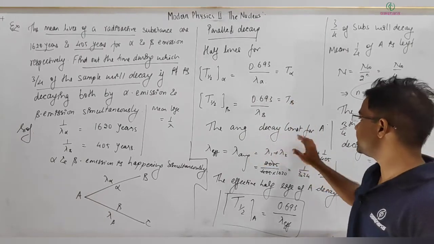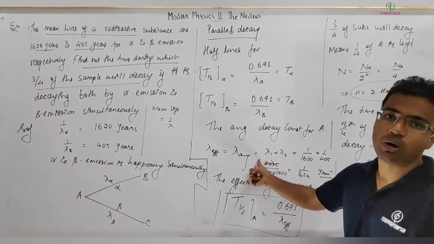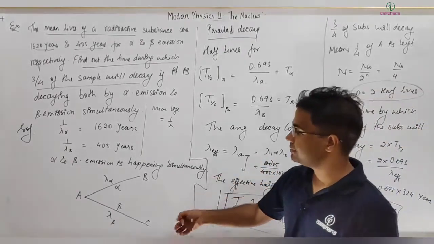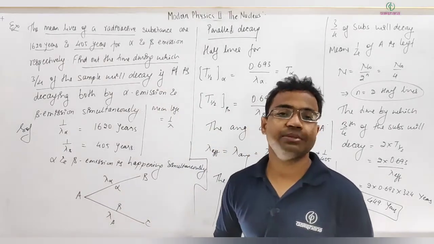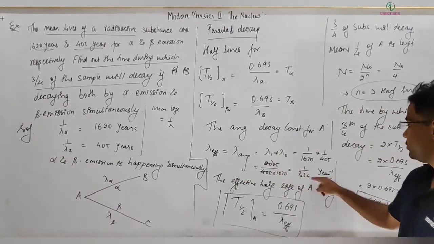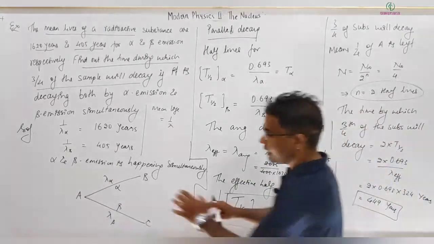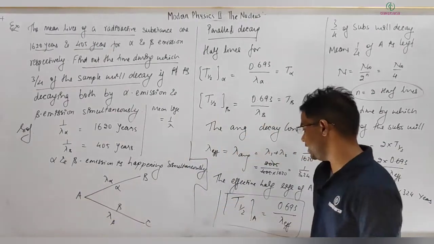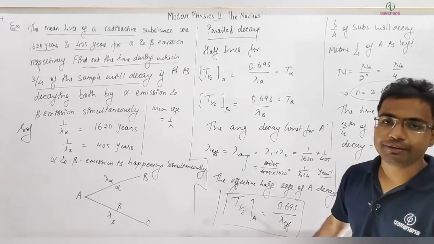And the average decay constant or effective decay constant can be expressed this way. This we know already in parallel decay. The effective or average decay constant for substance A is given by lambda effective equal to lambda 1 plus lambda 2. By using simply lambda 1 and lambda 2, we get the lambda effective value as this. So for A, I can write A is decaying with T half-life equal to 0.693 divided by lambda effective.